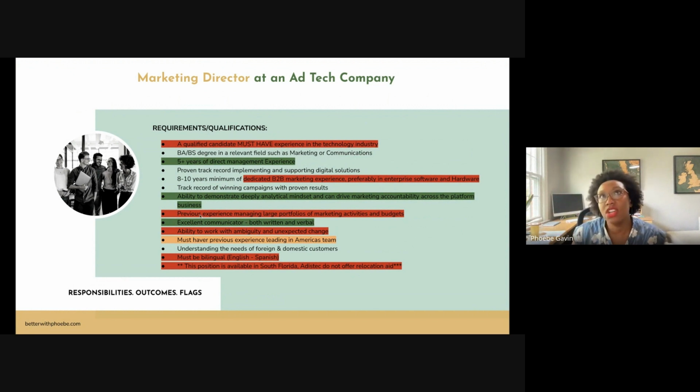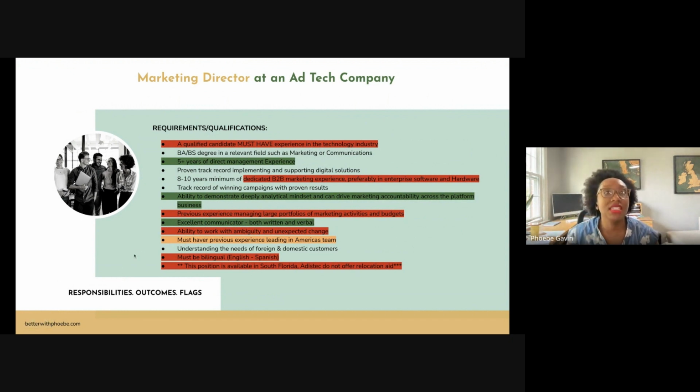But another thing that would concern me about my ability to be effective in advocating for my candidacy are some of these other red things that are farther up, that they want someone who they are saying, all caps, must have experience in the technology industry. They're not interested in pivoters. And I would be a pivoter if I was going to apply to this position, because my marketing experience is in the journalism industry, not in the technology industry. There's certainly overlaps, but they want someone who has dedicated B2B marketing experience, preferably in enterprise software and hardware. And that is not the kind of marketing experience that I have. So those are red flags.